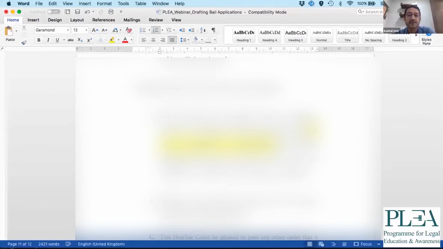I always check the prayer clause first, and the court also checks the prayer clause first before going into your application. It needs to be very specific that this honorable court be pleased to order the applicant accused to be released on bail in event of his arrest.